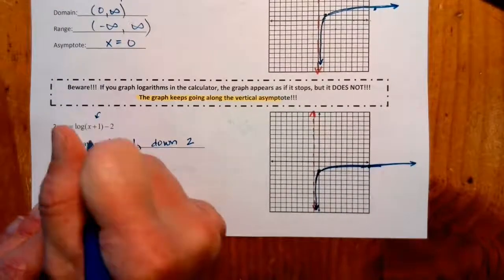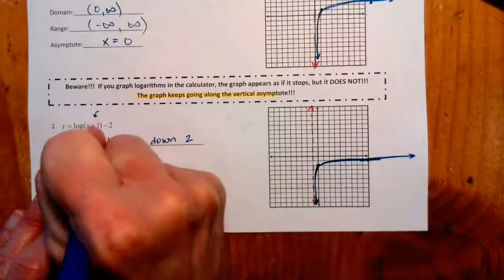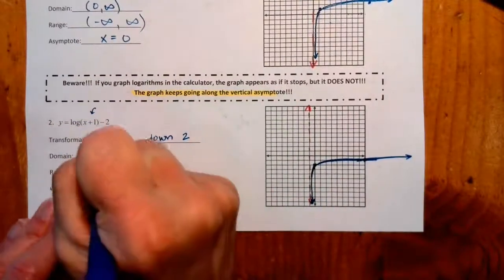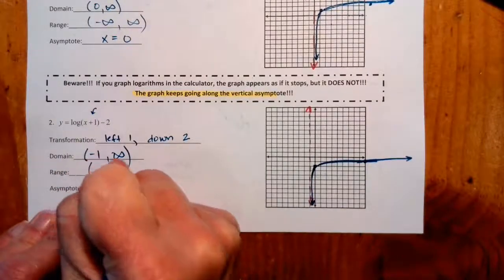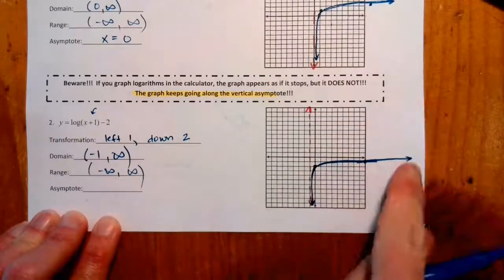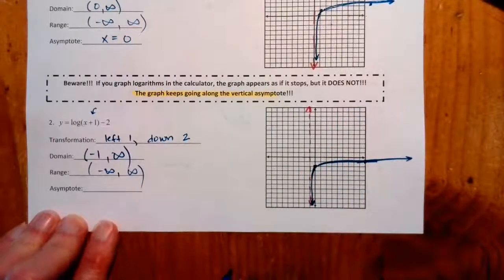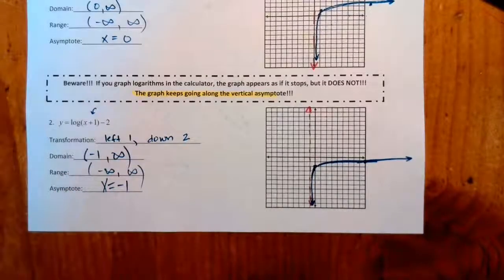All right, domain. Remember, I can now snuggle up to negative 1. So that's going to be where I start and I stop at infinity. And my range is going to, of course, be all real numbers. Everything from the negative on up is just going to take a long time to get there. My asymptote is x is equal to negative 1.